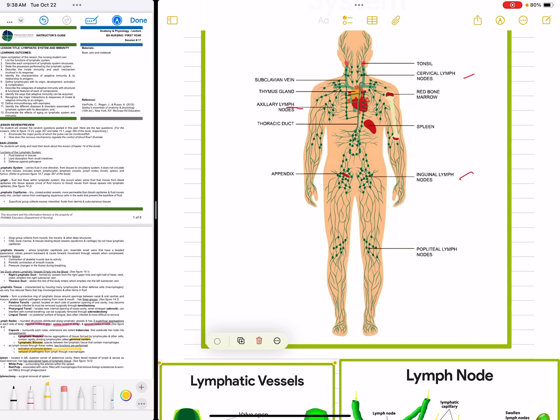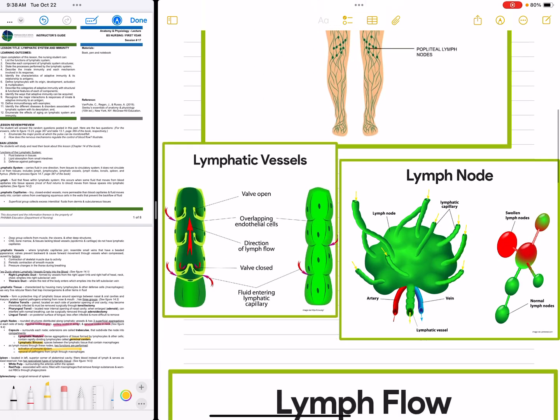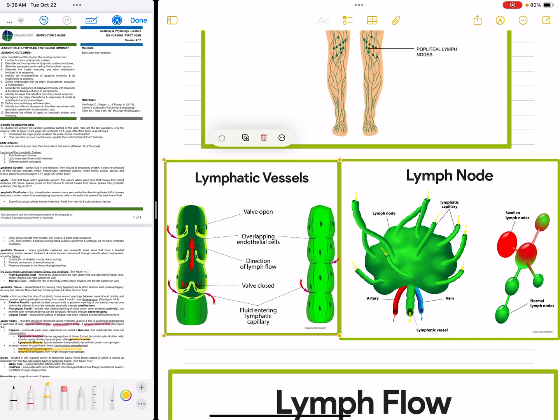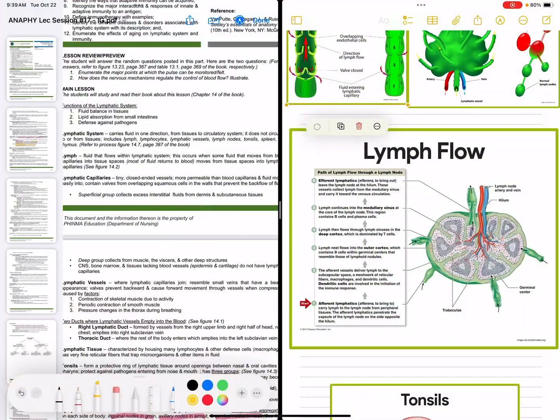Okay? So, ang lymphatic vessels, amo ni sila, oh. Lymphatic vessels are where lymphatic capillaries join, and they resemble small veins that have a beaded appearance. So, makita nyo ito, beaded, di ba? Beaded appearance. Valves prevent backward flow and cause forward movement through vessels when compressed, caused by factors: number 1, contractions of skeletal muscle due to activity; number 2, periodic contraction of smooth muscles; and number 3, pressure changes in the thorax during breathing. Okay? So, next.